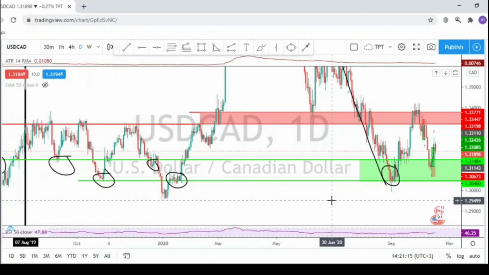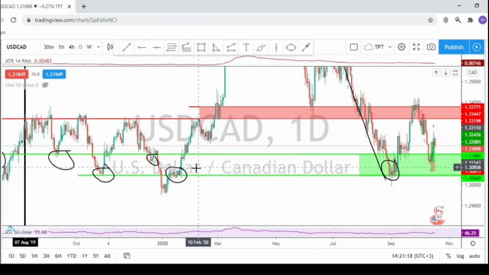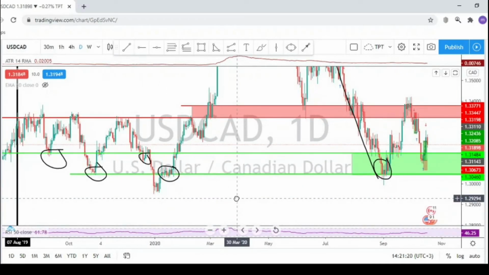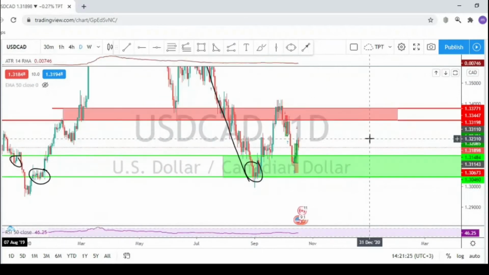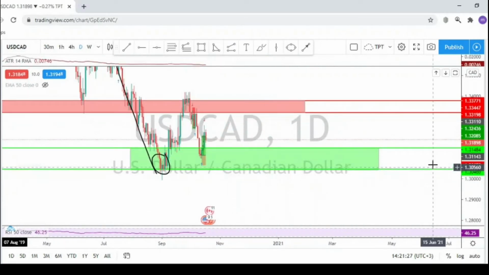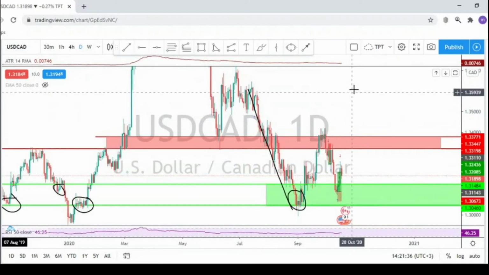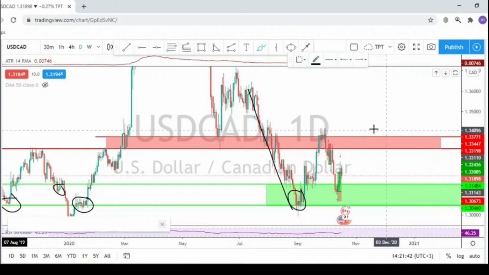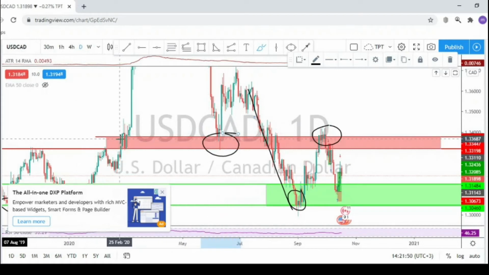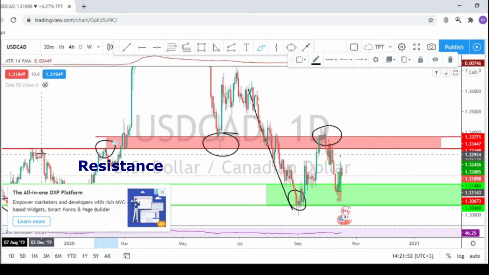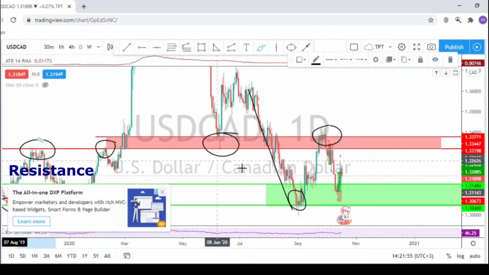And to be more precise, you don't just draw a level, it's a zone. And this zone is what I have marked with these two green lines, and in between the two green lines is a zone that I consider to be a powerful level of support. And this level marked red was tested here as resistance, was tested here as support, and was tested here as support, and tested here as support.